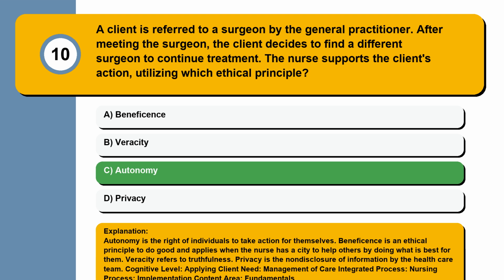Autonomy is the right of individuals to take action for themselves. Beneficence is an ethical principle to do good and applies when the nurse has a duty to help others by doing what is best for them. Veracity refers to truthfulness. Privacy is the non-disclosure of information by the healthcare team. Cognitive level, applying client need, management of care, integrated process, nursing process, implementation, content area, fundamentals.